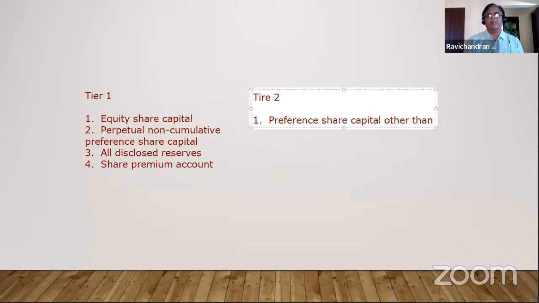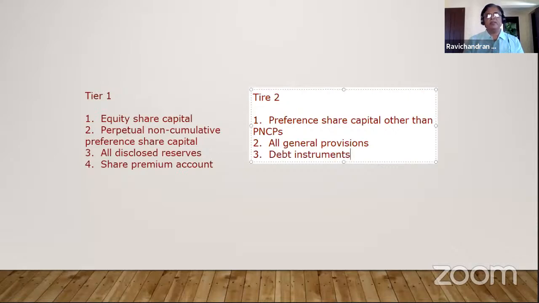Other than perpetual non-cumulative preference shares, PNCPs. Number two, all disclosed reserves I have put in Tier 1. All provisions you can put here, general provisions. If there is a specific provision, it will not come under Tier 2. Then comes all debt instruments, in the sense of debentures, bonds, etc., subordinated debt. Those things will come under Tier 2.